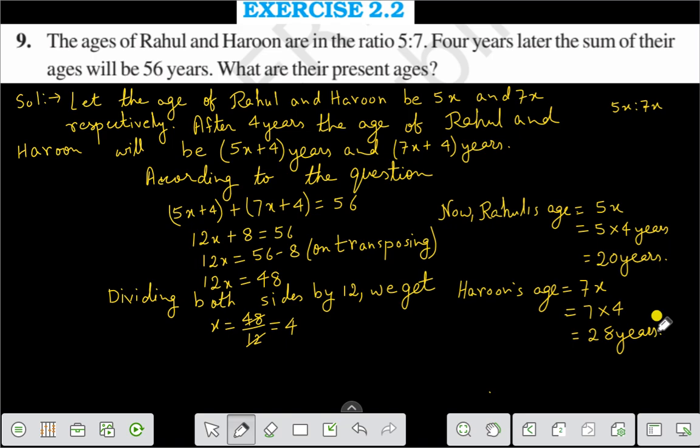Right. So we got the answer that Rahul's age is 20 years and Harun's age is 28 years. This is the answer.